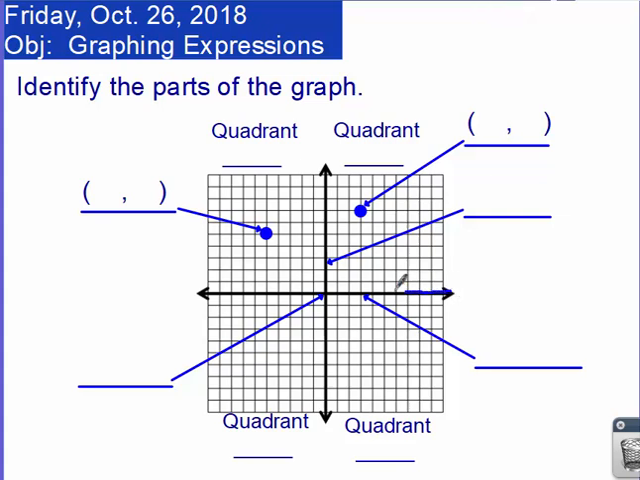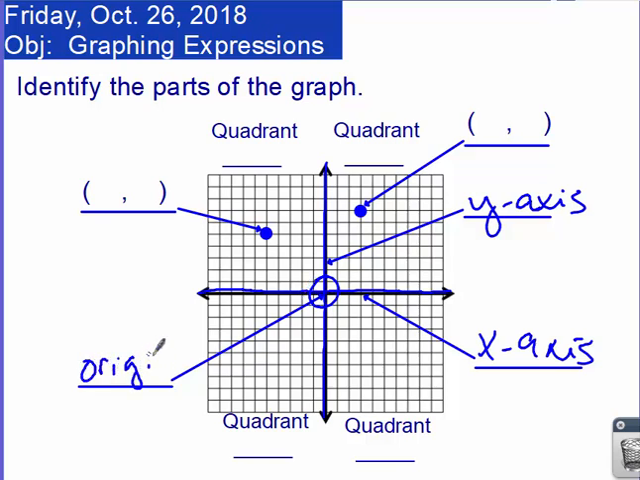We have a horizontal line right here that we call the x-axis. And we have a vertical line here that's called a y-axis. And those 2 axes meet in the middle at a point called the origin. And it has a location of 0, 0. So that's the kind of stuff that we're going to be looking at today.